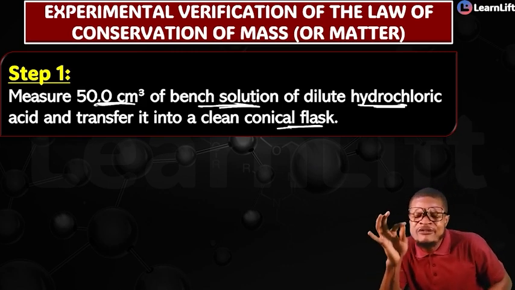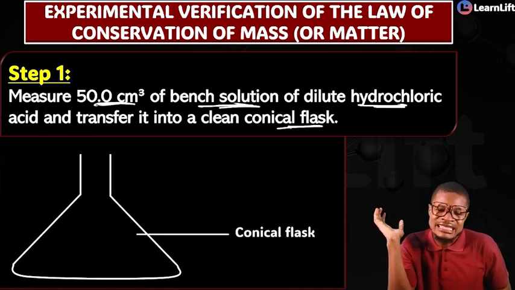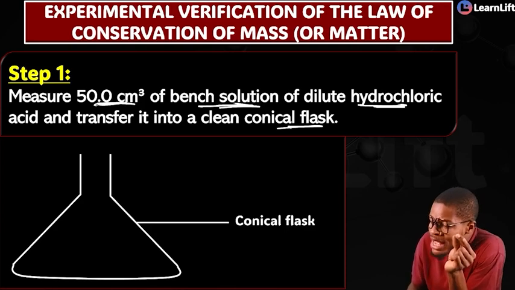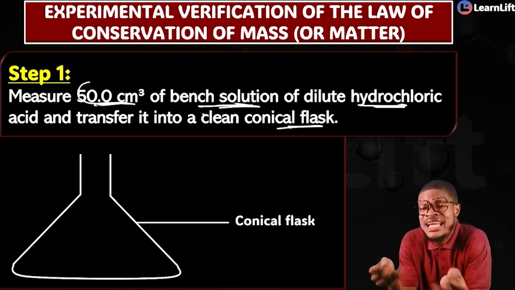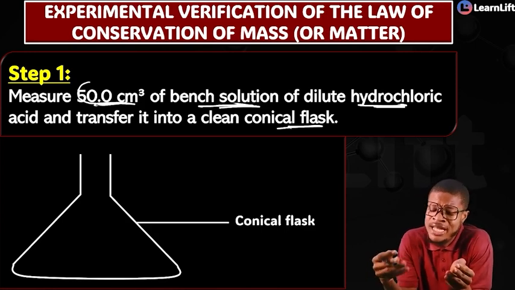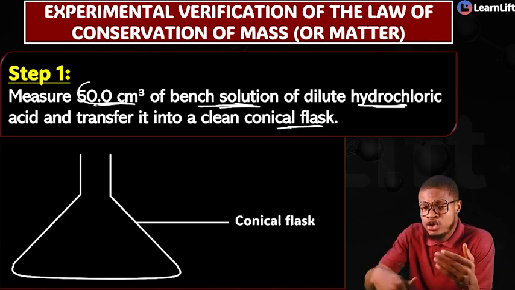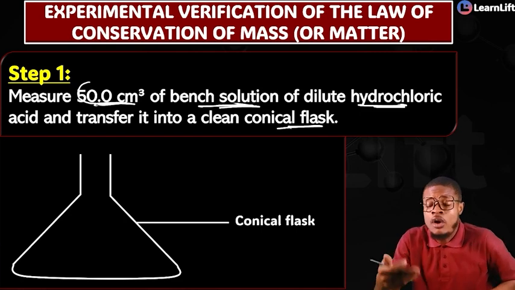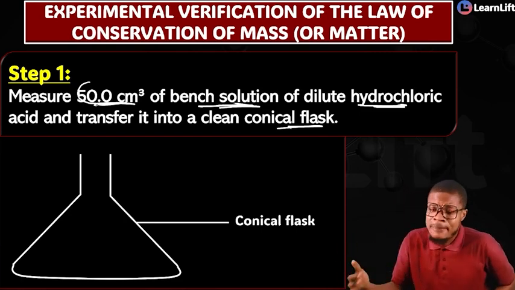In other words, what is the first thing I need? First thing is that I need my conical flask. And this is your conical flask. And we are to measure 50 cm cube of your what? Bench solution. When you hear bench solution, what is bench solution? Bench solution is an experimental solution. All those reagents that you have in the laboratory that are used to carry out experiments are called bench solution because they are for experimental purposes. That's why we call them bench solution.